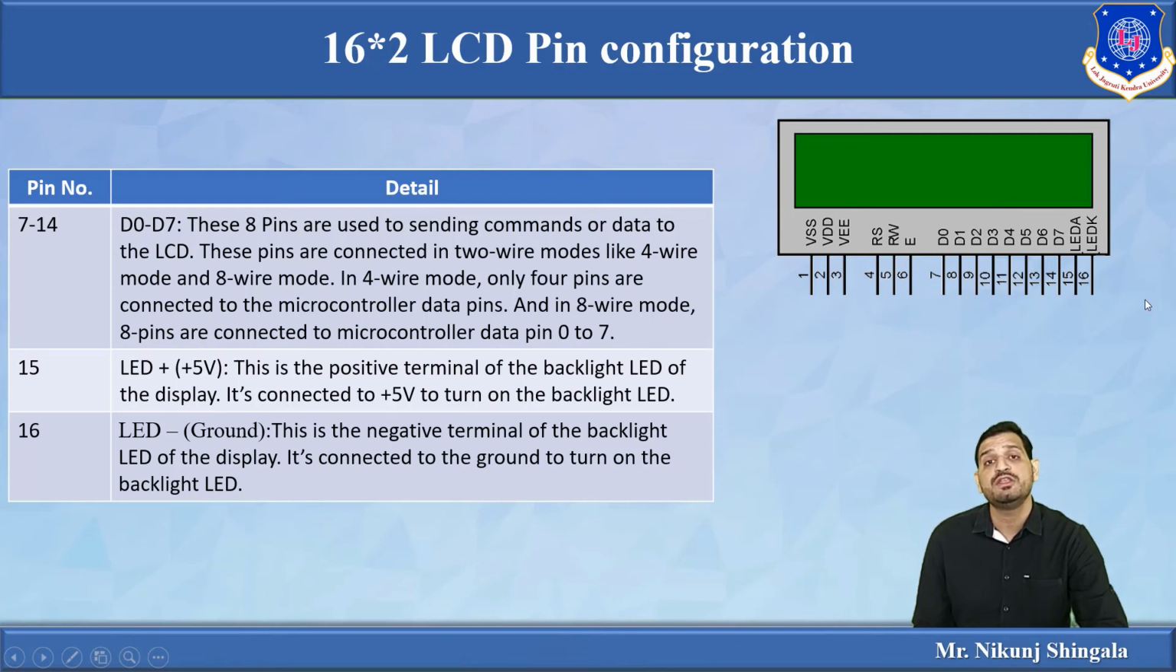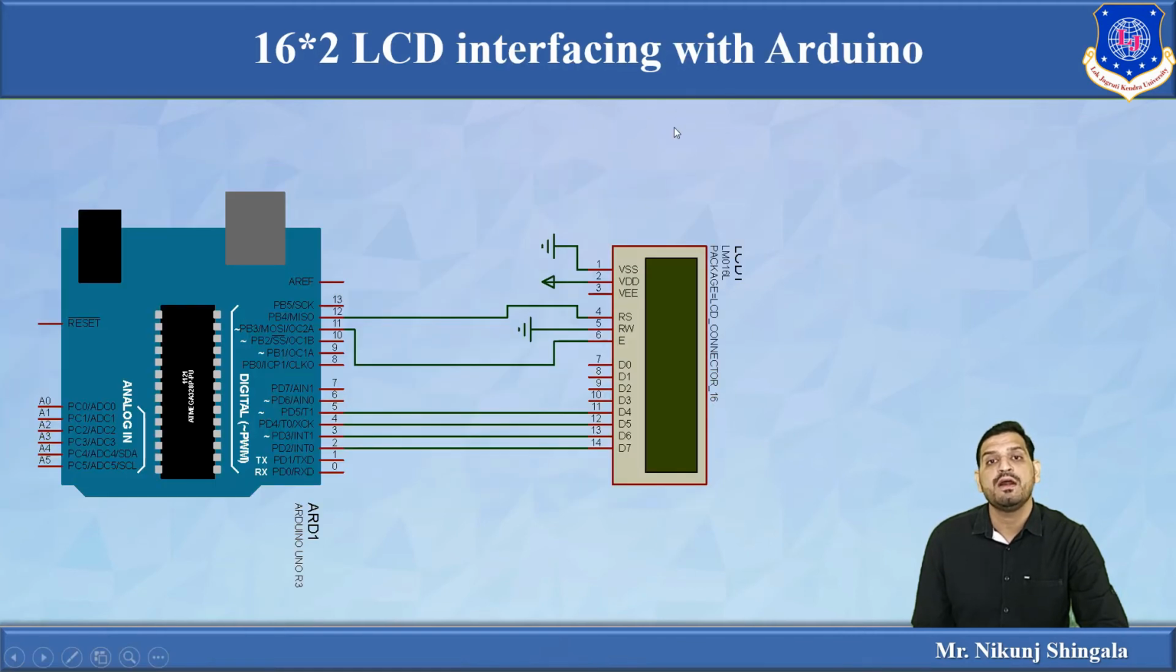Then pins 15 and 16 are very important. On pin 15 we have to connect plus 5 volts. This is the positive terminal of the backlight LED. Otherwise nothing will be displayed. And with pin 16 we have to connect the ground. So these are supply pins which turn on all the LEDs of this LCD. And the third pin is basically used to control the intensity of the LCD. Now let us see the interfacing of the 16 cross 2 LCD with the Arduino.